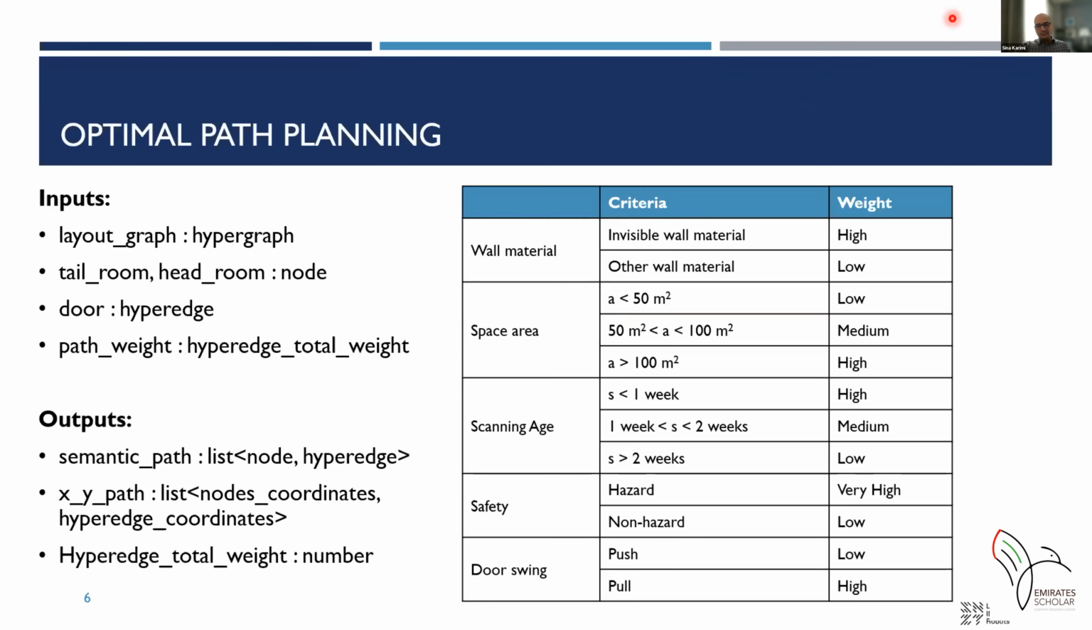As you can see, these are different criteria for assigning weights. For example, for wall material, we have invisible wall material and any other wall material. So in this case, we assign high and low. And for space area, we have three divisions: less than 50 square meters, between 50 and 100 square meters, and more than 100 square meters. So we assign low, medium, and high respectively. And again, the same goes for scanning age.